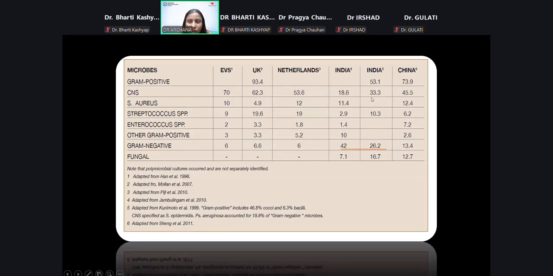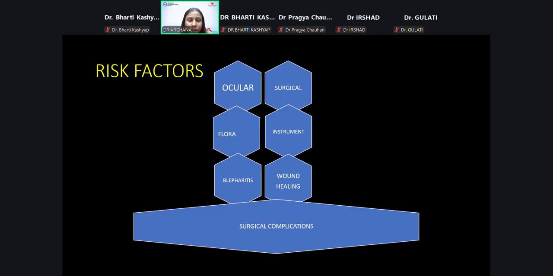Gram positive organisms are common, in India up to 53.1%, but gram negative organisms, which otherwise in other parts of the world are very few, are very high in India. In a few studies, they have said it to be about 42% and in a few 26.2%. So we have to be always very wary of it. And even fungal endophthalmitis is high in India and China.